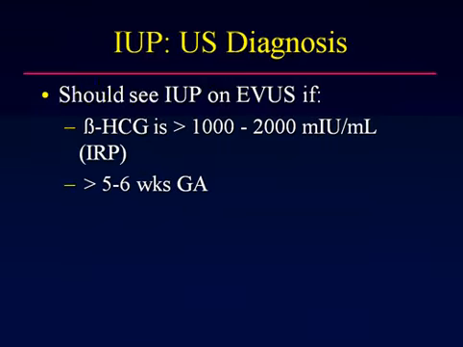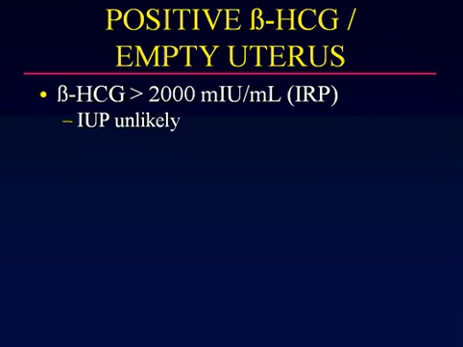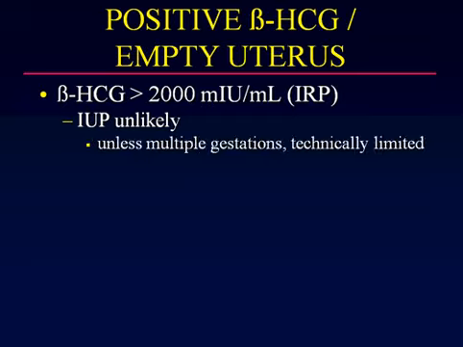And once the beta-HCG is greater than 1,000 to 2,000 units using the international reference preparation, you ought to see an intrauterine pregnancy on endovaginal examination, and this corresponds to approximately 5 to 6 weeks gestational age. So if you are left with a situation of a patient who has a positive beta-HCG with a level greater than 2,000 and an empty uterus, an intrauterine pregnancy is therefore extremely unlikely unless the patient has multiple gestations or the examination is technically limited.